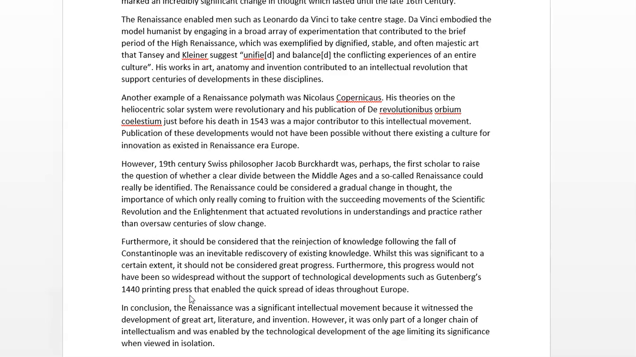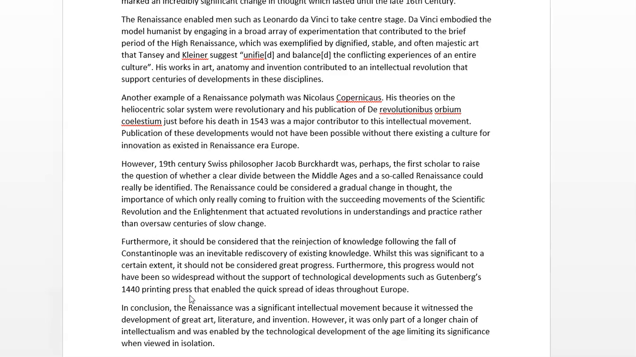And my last counter-argument then says, furthermore, it should be considered that the reinjection of knowledge following the fall of Constantinople was an inevitable rediscovery of existing knowledge. Whilst this was significant to a certain extent, it should not be considered great progress. Furthermore, this progress would not have been so widespread without the support of technological developments such as Gutenberg's 1440 printing press that enabled the quick spread of ideas throughout Europe. And so in this paragraph I'm suggesting then that the Renaissance, however significant it was, would not have been significant on its own because it needed to be supported by other developments such as technological developments like the printing press.